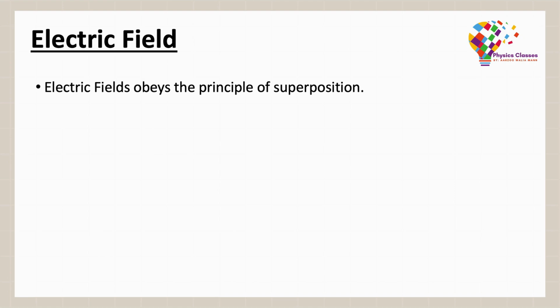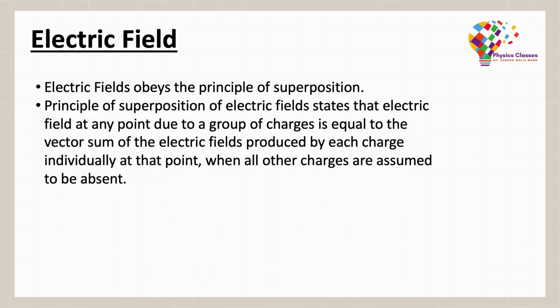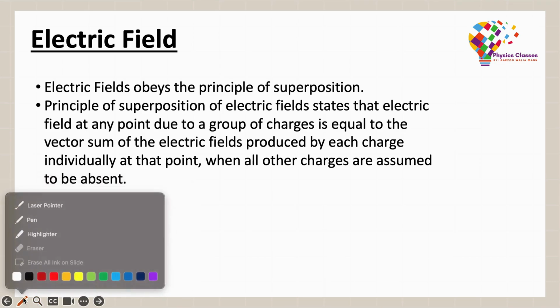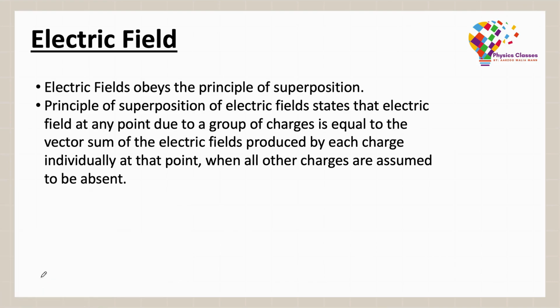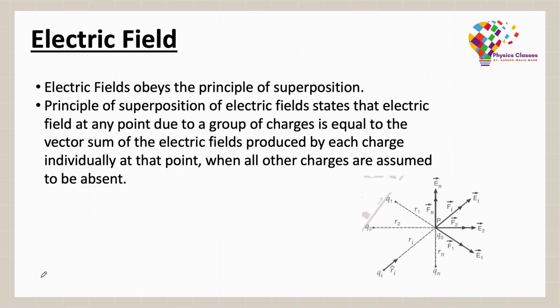Further, let us try to understand a few more things about the electric fields. So electric field obeys the principle of superposition. Principle of superposition is also valid for Coulomb's law, so basically the electrostatic forces. Further, what does this principle of superposition tell us? So principle of superposition simply states that the electric field at any point due to a group of charges will be equal to the vector sum of the electric fields that are produced by each charge individually at that point when all other charges are assumed to be absent.